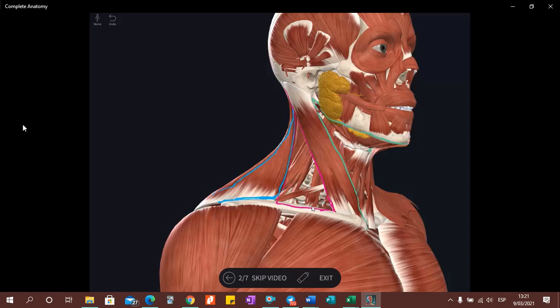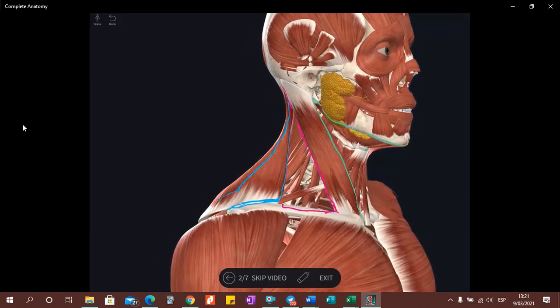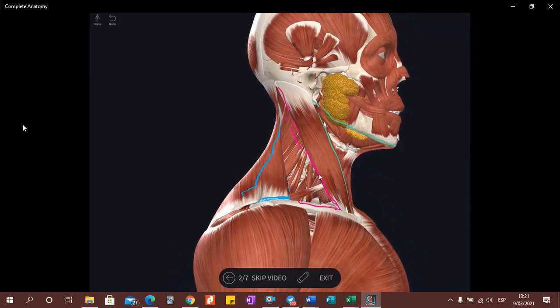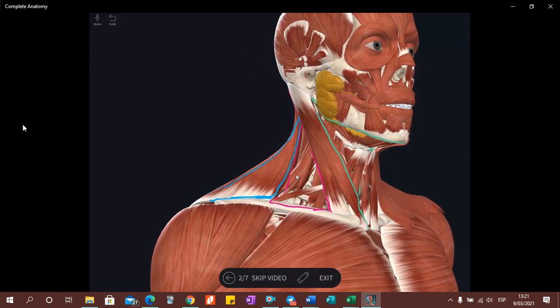So the roof or the superficial boundary of our posterior triangle, which really looks like a triangle here, would be the investing layer of the deep cervical fascia. And there's also a deep boundary, which would be the floor in that case, which are the muscles of the neck that then would be covered by prevertebral fascia. As you can see, you can look in here, that's where the deeper muscles of the neck would be.